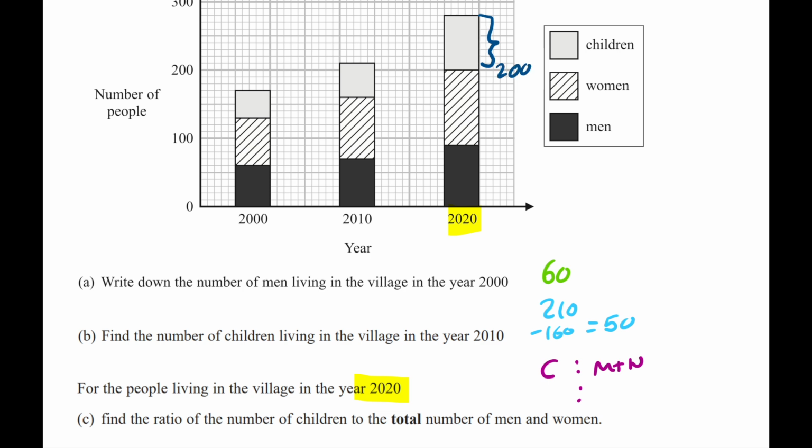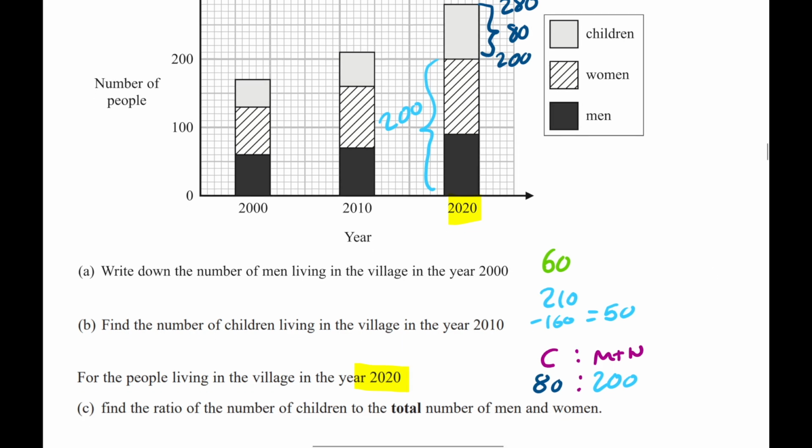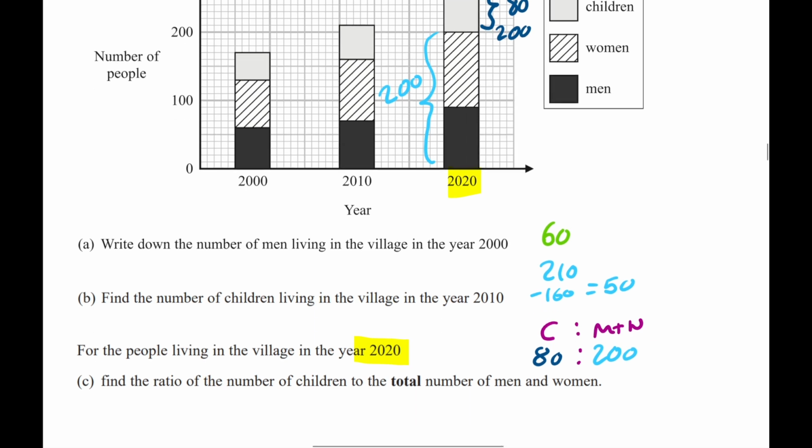And the bottom value in this case is then 200, and the top value is then going to be 280, so the difference is then 80, so I'm going to put children just there. The men and women is all of this, which is then 200, so I'm then going to put 200 there. It doesn't ask us for this in its simplest form, so you can just leave it as 80 to 200.